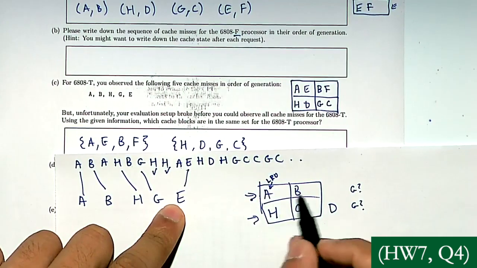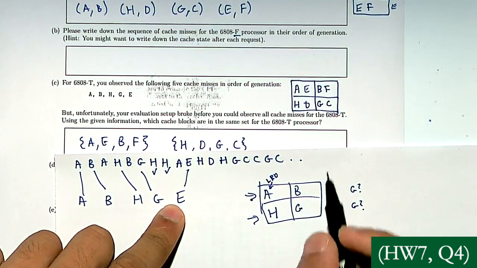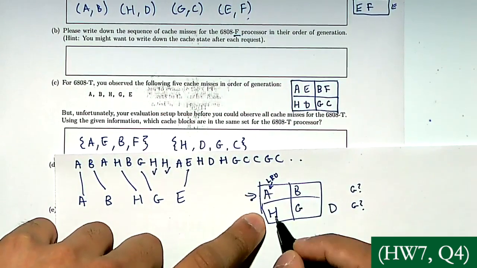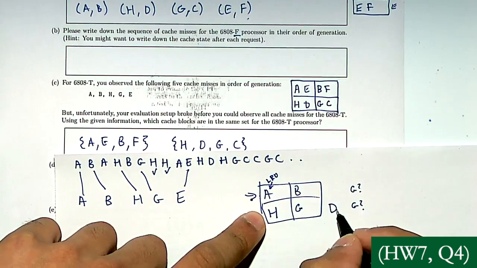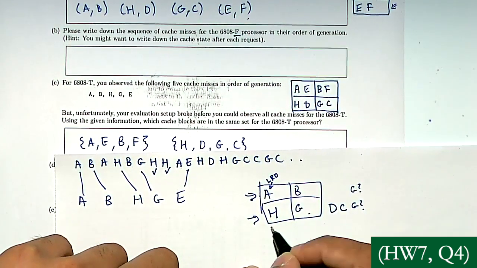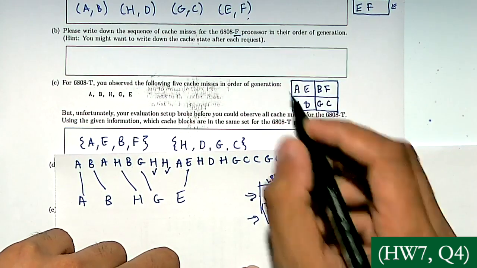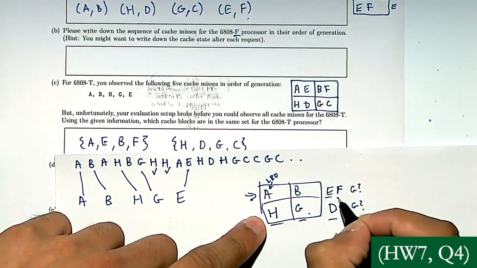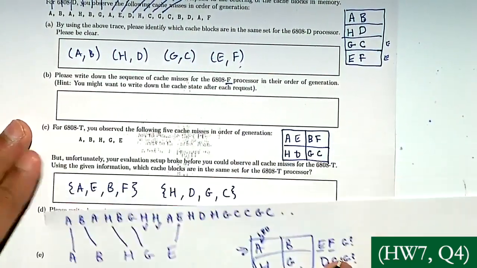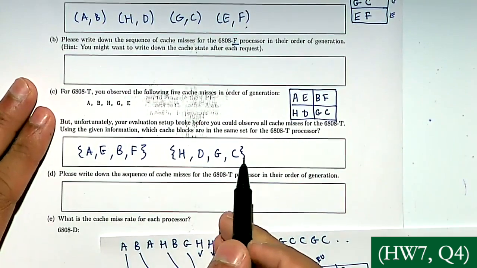So this gives us A, B, H, and G, which is basically enough information to put everything together at this point. So A and B are here. H goes with D, so H and D are here. G goes with C, so H, G, D, C are all in the bottom one. And then the only ones left are E and F, which have to be up here, because these eight blocks are contiguous. So that's how we get these results: A, E, B, F, H, D, G, C.